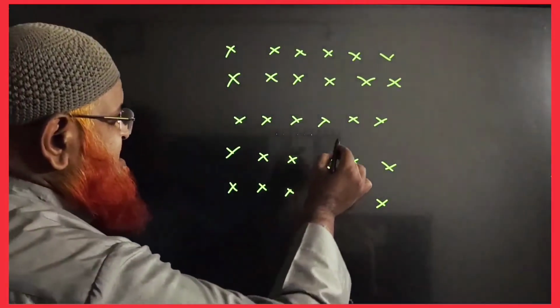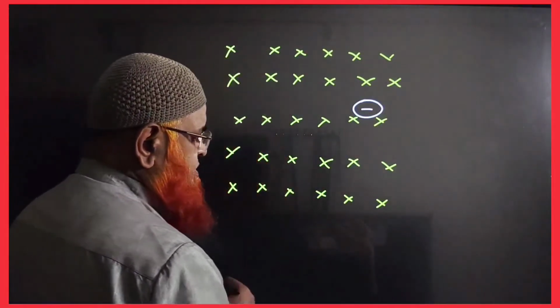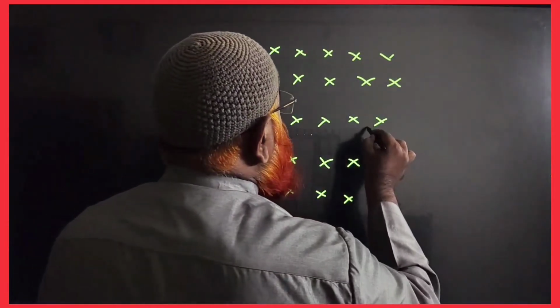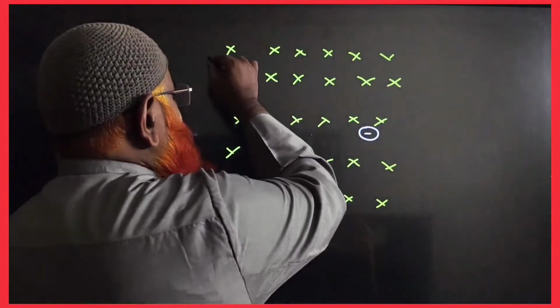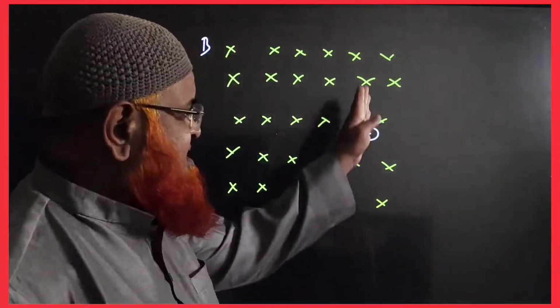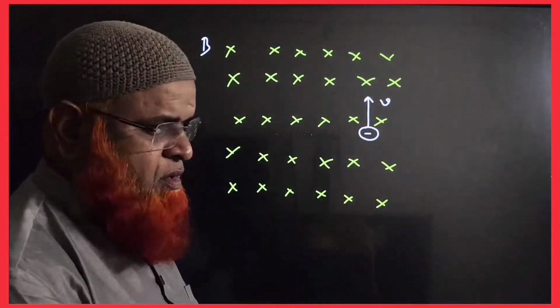Let us imagine that I am going to consider one negatively charged particle. I am taking one negatively charged particle here. Let us take one electron that has entered a magnetic field. So what is this into symbol representing? This is representing the magnetic field. This electron enters with velocity v. Understood?